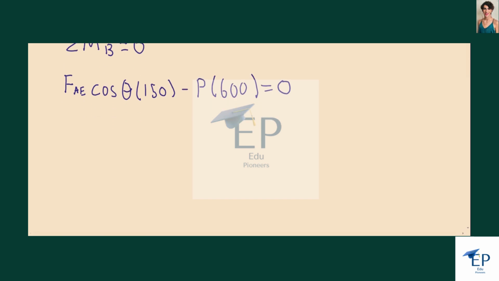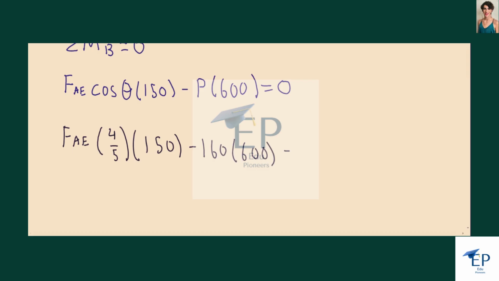So we plug in the known terms. So we have the force AE times 4 over 5 times 150 minus 160 times 600 is equal to 0. And solving this equation for F of AE, we get a force of 800 newtons.